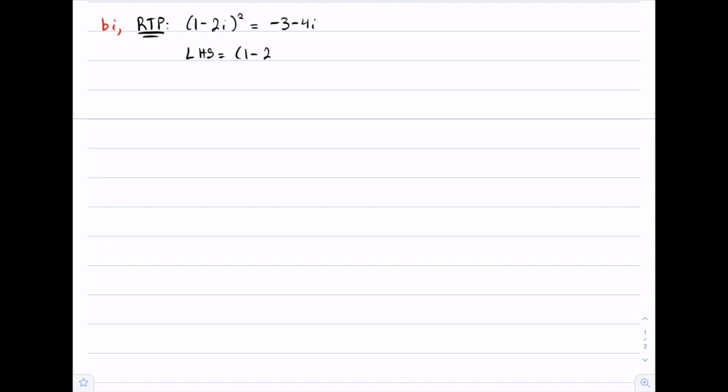So the left-hand side is (1 minus 2i) all squared. This is a perfect square, so we expand it in the normal way. It's the first term squared, minus 2 times the first times the second, plus the second term all squared. So we've got 1 minus 2 times 1 times 2 is 4, so 4i, plus 4i squared. Of course, i squared is minus 1, so this is 1 minus 4i minus 4, which is minus 3 minus 4i. You don't really need to put in all these steps, but I'm just doing it here. And this is equal to the right-hand side. Excellent, so we've shown the first bit.